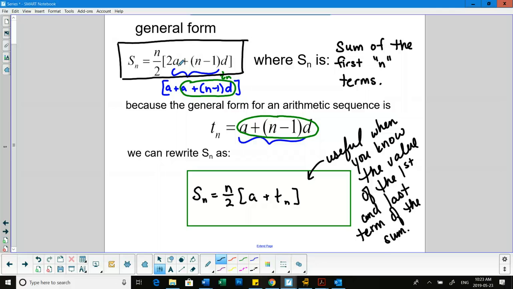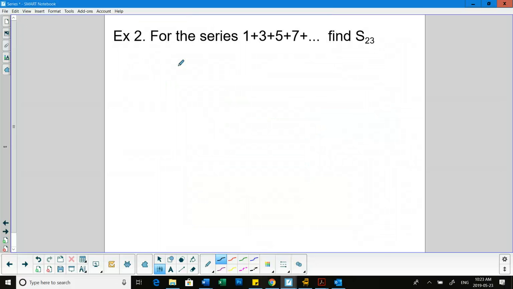Can I flip? We're good? Okay, so I'll show you a few examples of how we can apply these formulas.